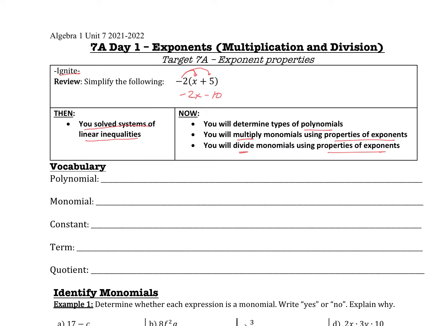So a polynomial would be an expression of two or more terms that contain powers of the same variables. A monomial is a one-term polynomial.